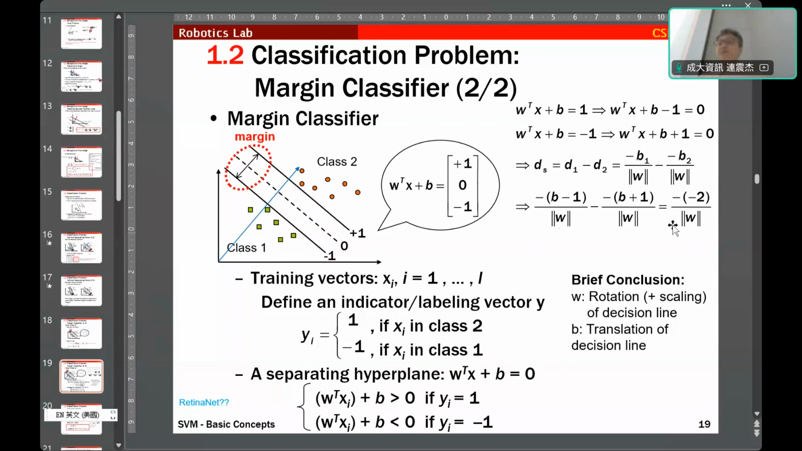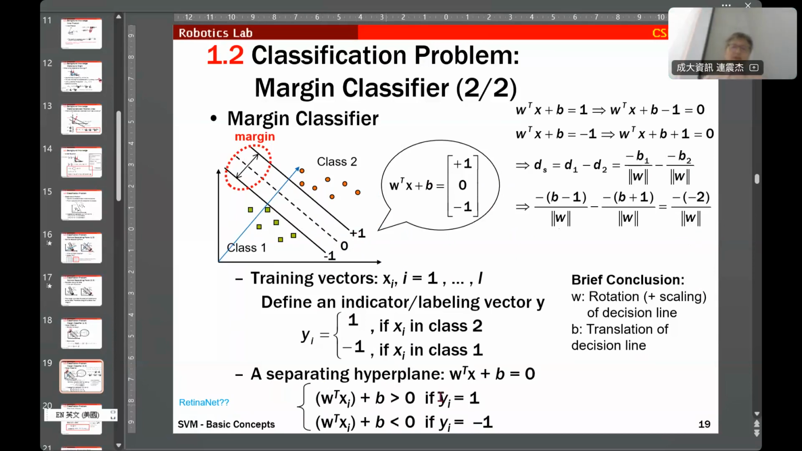2 divided by W. No matter how large W is, the margin will be this one, because suppose it's A and minus A, right? So it's 2A, and the distance, if A is large, it means the margin is large. A small is small. But I don't care about A because all the coefficients are divided by A, so it becomes 2. So this is the final result. So this one will be the margin.